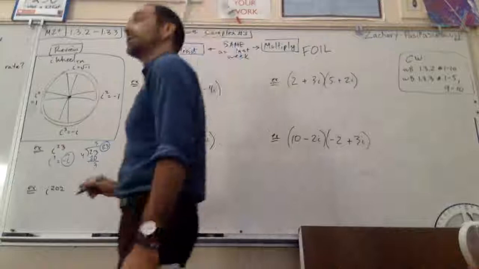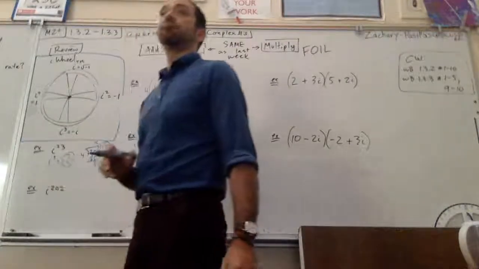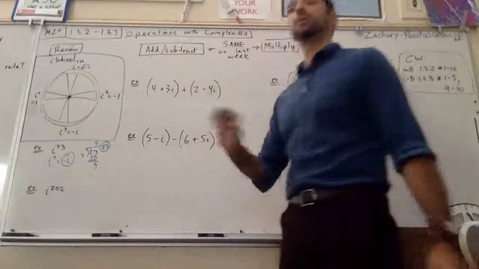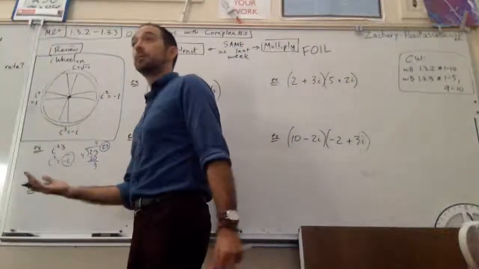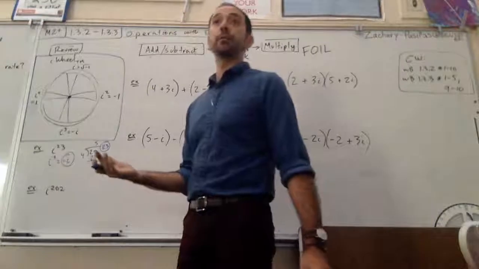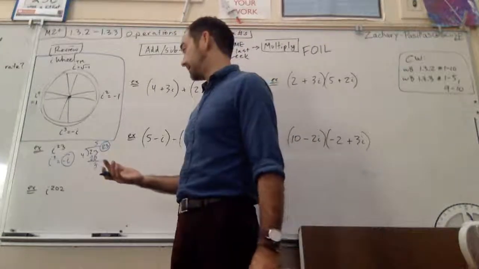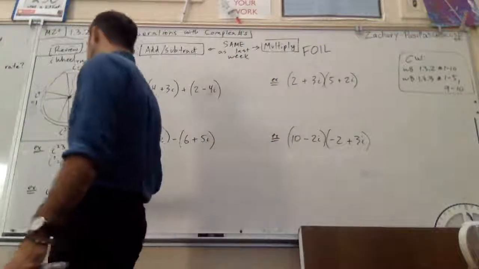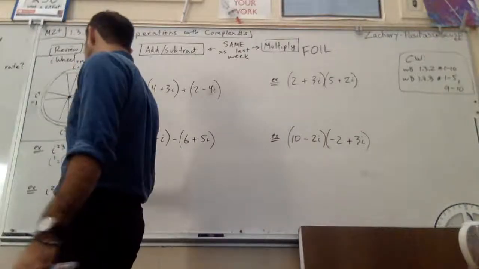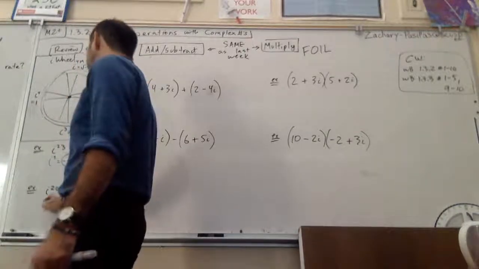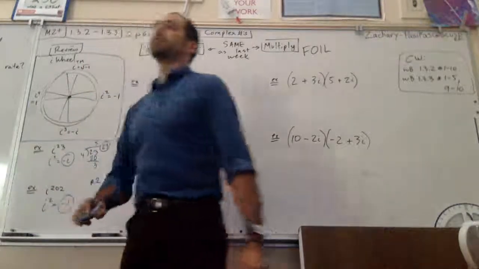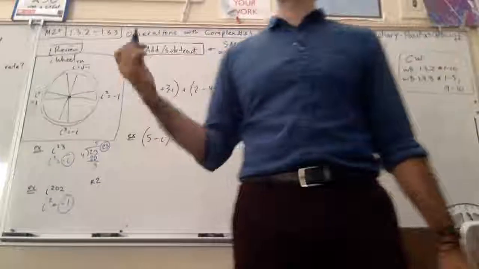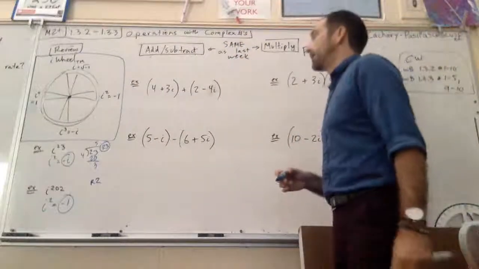Okay. i to the 202nd. Which number close to that do you know is divisible by 4? 200, right? So 200, what would the remainder be if, let's see, 50 times 4 is 200. Remainder is 2. So I know that this is equivalent to i to the second, and that's negative 1. Okay, just reviewed yesterday. Make sure that we're good with i, with our imaginary number.